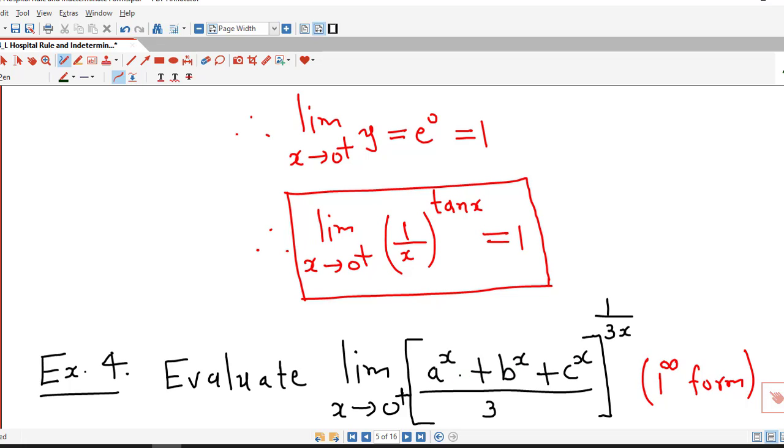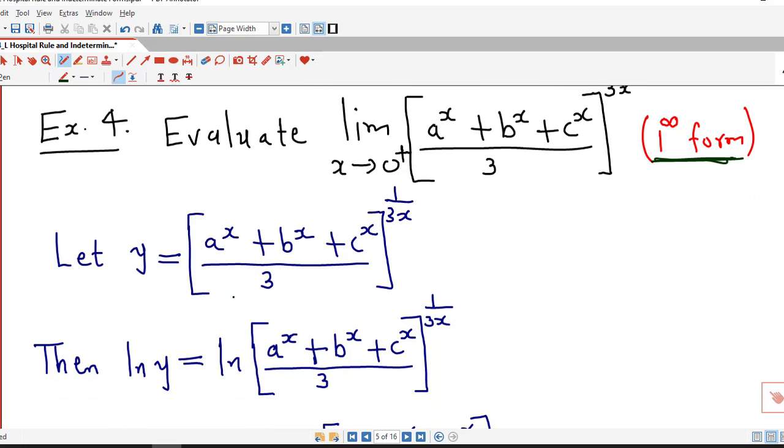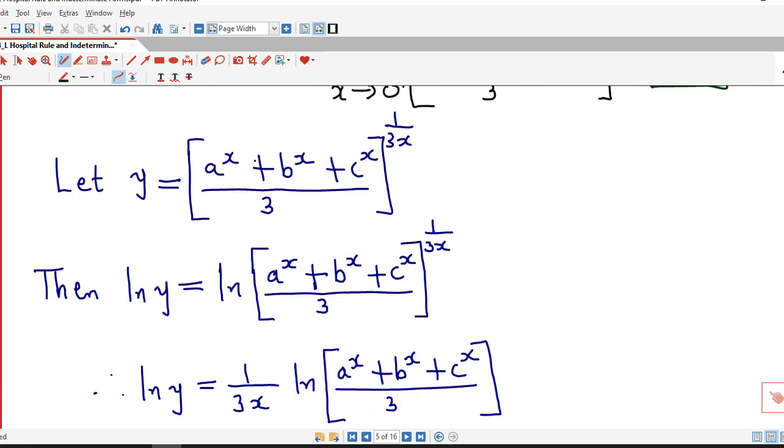So all are 1. Therefore we will have (1 + 1 + 1)/3, that is 1, and to the power 1/0, which is infinity. So this is the 1 to the power infinity form. So we start by assuming this function equal to, say, y. Then log y is nothing but log of this bracket to the power 1/(3x), and 1/(3x) can be taken in the product using the property of the logarithmic function. So this we can rewrite as 1/(3x) times log of this bracket.